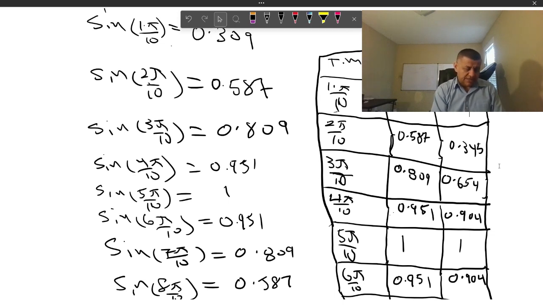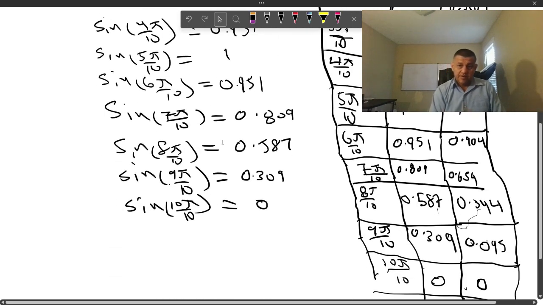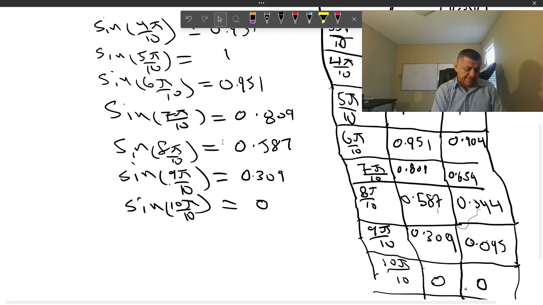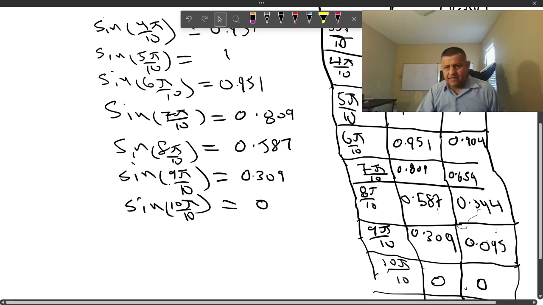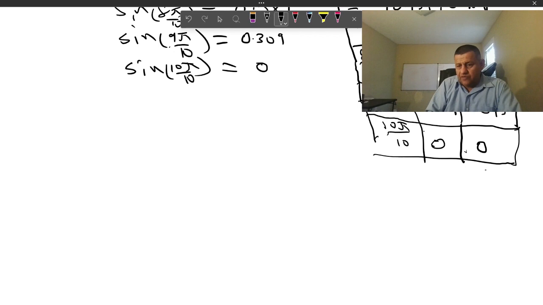So after I got all that, if I am doing this right, I just want to verify. 0.904 plus 1 plus 0.904 again plus. So you can actually see that plus 0.654 plus 0.344 plus 0.095, right? Basically, I am getting a number very close to 5. I just want to verify that, right? So I am okay. So what I will do is make the total of this equal to 5, right?